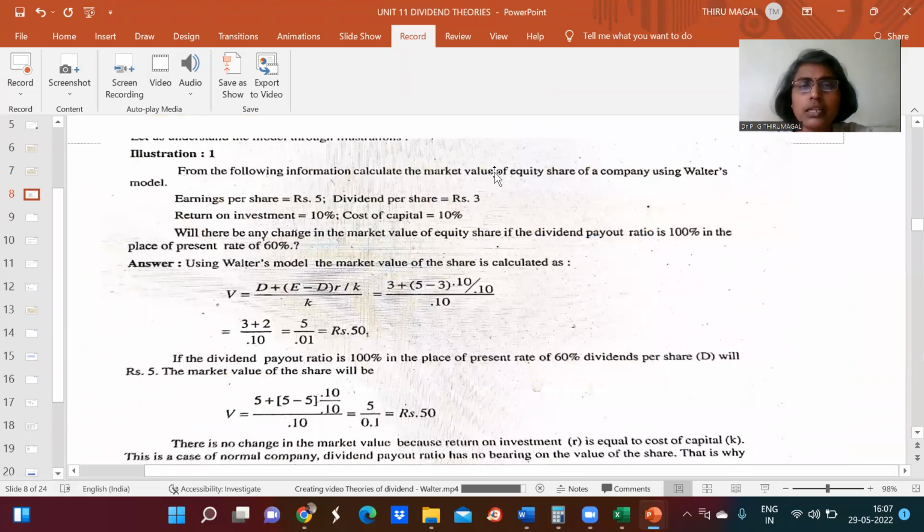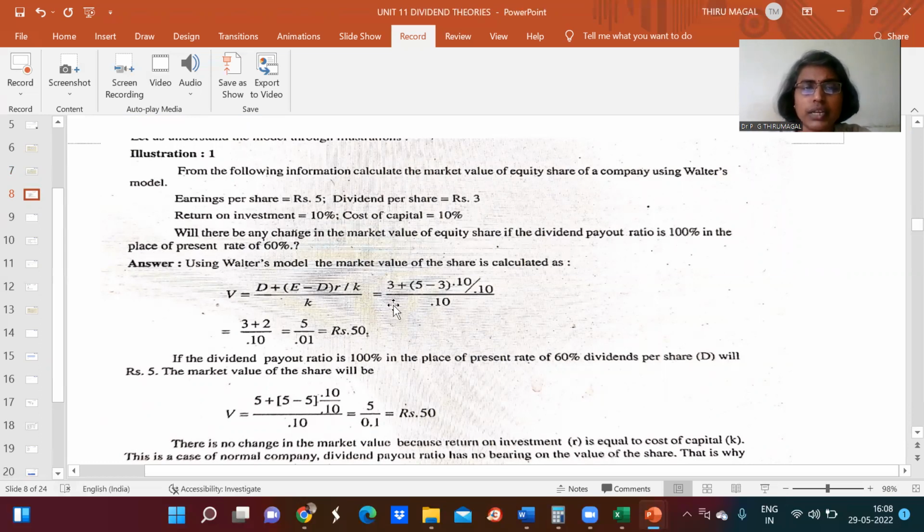From the following information, calculate the market value of share using Walter's model. EPS is given 5, dividend per share is 5, return on investment R value is given 10, and cost of capital, that is K, is equal to 10. So from this we can infer that R and K value is same, which means it's a normal firm. Optimum payout ratio is not possible as far as this is concerned. Now what we need to find out is, will there be any change in the market value of the equity share if dividend payout ratio is 100% in the place of present rate of 60%?